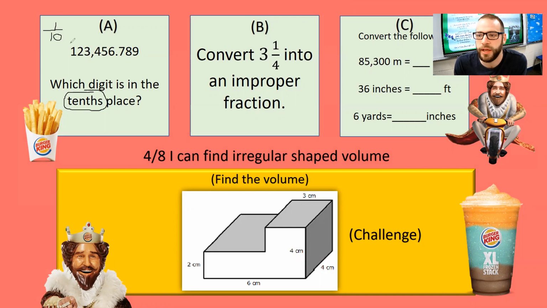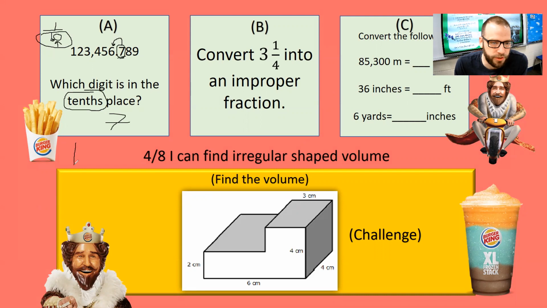So if you ever forget where that place value is, write it as a fraction, look at the denominator and say, oh, 10 is 1.0, so it has one place value. So it takes 10 of these to make a whole, so that's the tenths place. So your answer is 7.